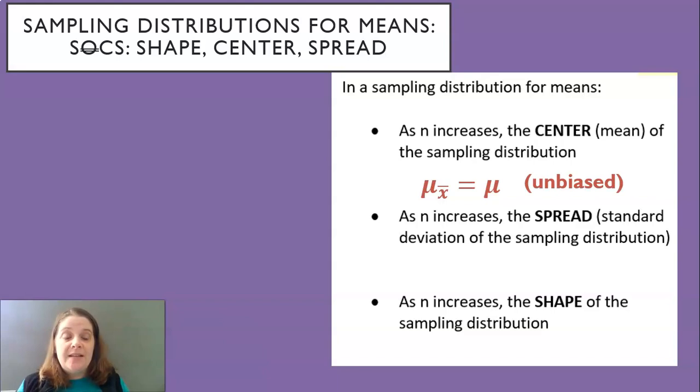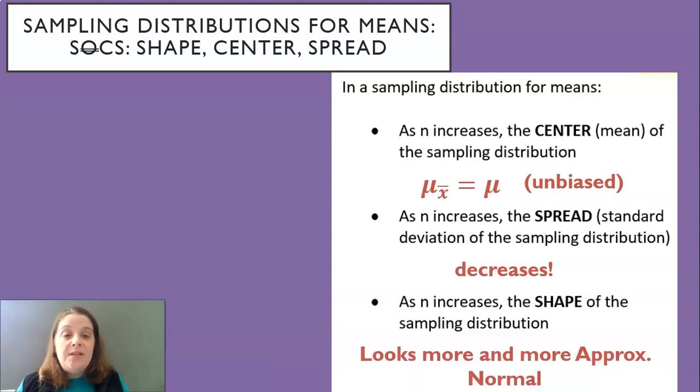Don't forget that means it's unbiased. Sample means do a good job of predicting the true population mean. As n increases, the spread, which is the standard deviation, decreases. So the larger the sample size, the smaller the standard deviation of the sampling distribution, which is good because remember, we're trying to hit that bullseye of the truth. The smaller our standard deviation is, the more accurate we are in general. And then we notice that the shape looks more and more approximately normal the larger the sample size is.